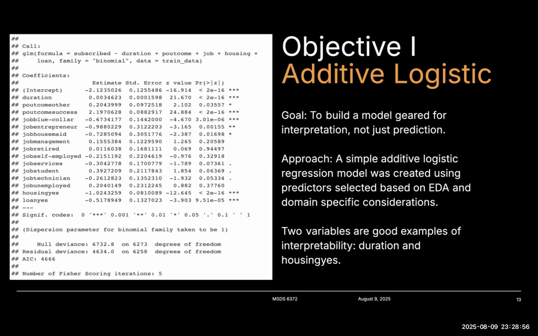For housing yes, which means, again, that the customer has a housing loan, the coefficient is negative 1.02. And then the odds ratio is about 0.36. That means that the odds of subscribing for a customer who has a housing loan are about 36% of the odds of a customer without a housing loan, a decrease of 64%. And that's also highly significant.